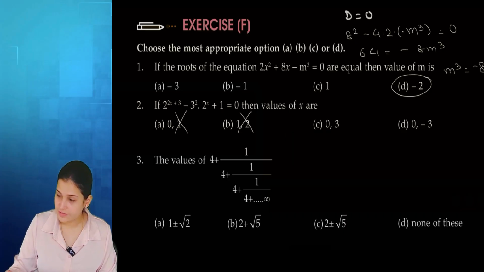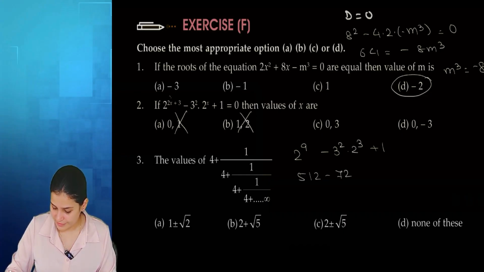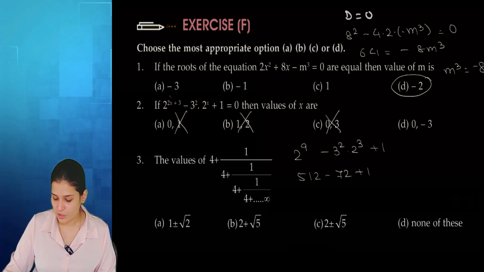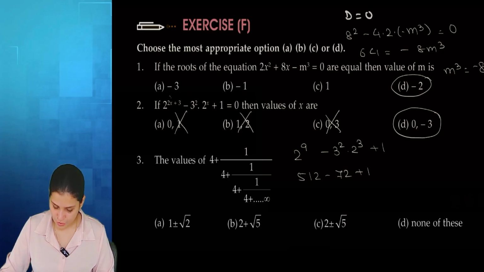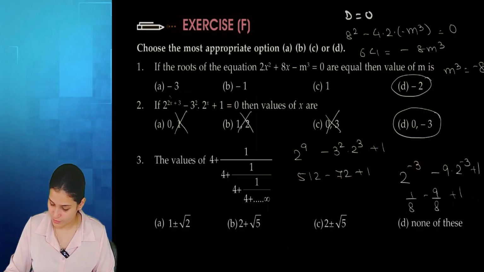Agree? Let's see if 3 satisfies. 2, 3 2s are 6 plus 3, 9. Minus 3 square 9. 2 to the power 3 plus 1. This is 512. And this is 9 into 8, 72 plus 1. This is also incorrect. So again, this is wrong. So definitely option D is the correct answer. Agree? Just for a trial and error, if you still want to, it is minus 3. So minus 6 plus 3 minus 3 minus 9 into 2 power minus 3 plus 1. 1 by 8 minus 9 by 8 plus 1. 8 LCM.